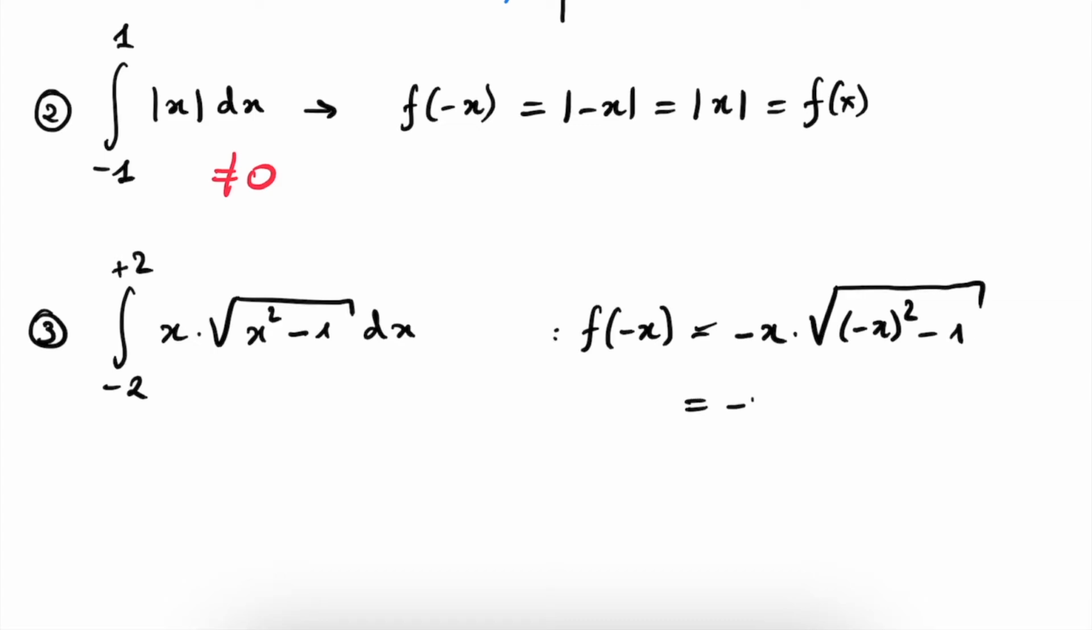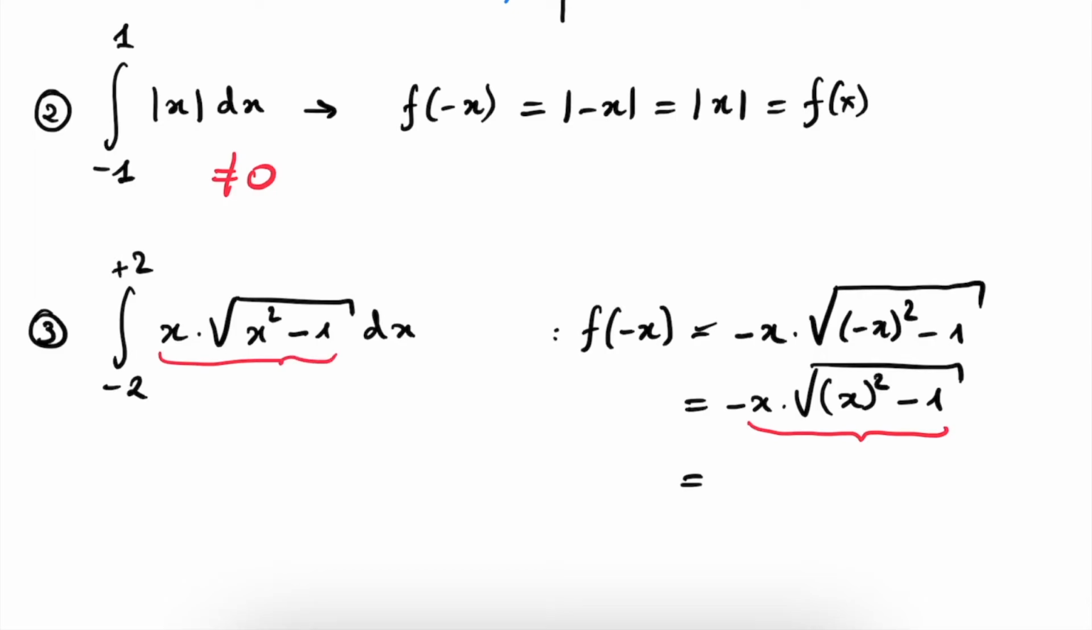We simply have minus x times the square root of minus x squared, which simply becomes x squared, because a minus sign gets squared away. Minus 1, and we close the square root. And we see now that we have the same function as we had originally, however now with this minus sign in front of it. So this becomes minus f of x. And we see indeed that f of minus x is equal to minus f of x. So this function is indeed an odd function, and therefore this integral will always be 0.